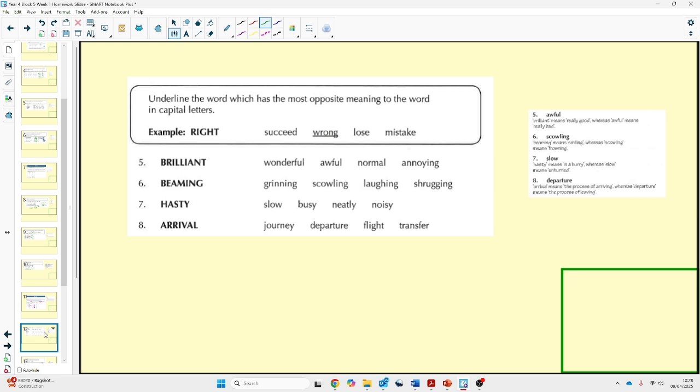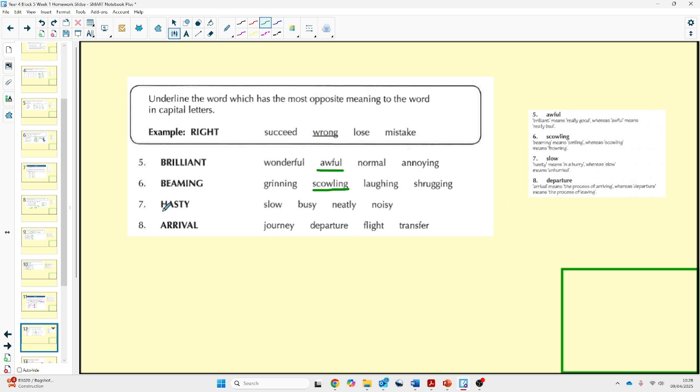Moving on now to the next set of questions, you need to underline the word which has the most opposite meaning to the word in capitals. So, brilliant, what's the most opposite? It would be awful. Beaming, we've got scowling. Beaming is to smile, scowling is sort of frowning and staring and maybe glaring.